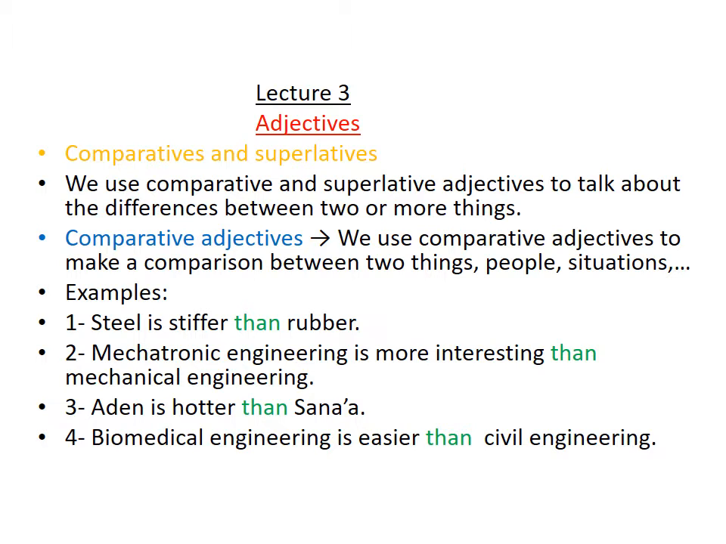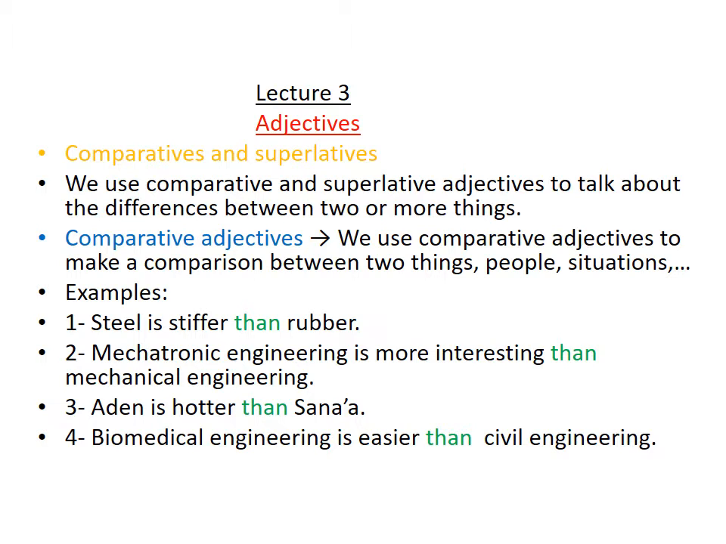Let's start with the comparative adjectives. صفات المقارنة. We use comparative adjectives to make a comparison between two things, two people, situations, whatever. That is when we use it. So to compare between two things, two people, we use comparative adjectives. Okay? To compare two things. Look at the examples, then we will explain the rule.